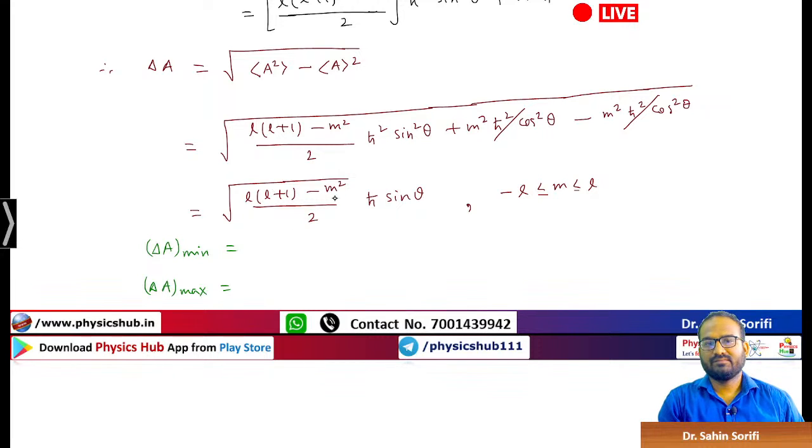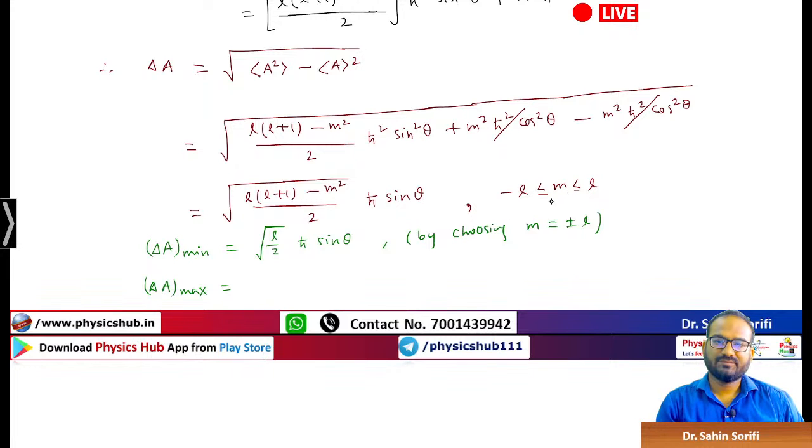Look, something minus m square, right? So if I choose, let's say m is equal to plus L or minus L, any value, then what will happen? It will become L square plus L minus L square. So L square is getting cancelled. So it is square root of L by 2 h cut sin theta. Okay, can I write? This one we get by choosing m equals plus minus L.